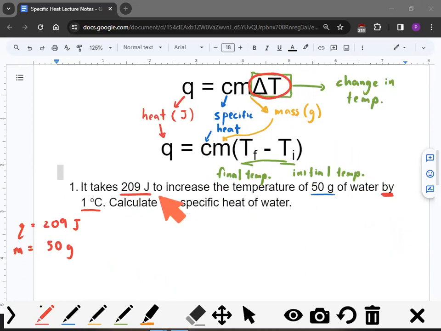It's too early for this, huh? So if you ever see one temperature and it says by, you'll know that it means the change in temperature, because going up by 1 degree Celsius is not telling you that it starts at 1 degree or ends at 1 degree. It's just going up by 1 degree Celsius. So that's going to be delta T. So for this problem, we are going to be using Q equals CM delta T.